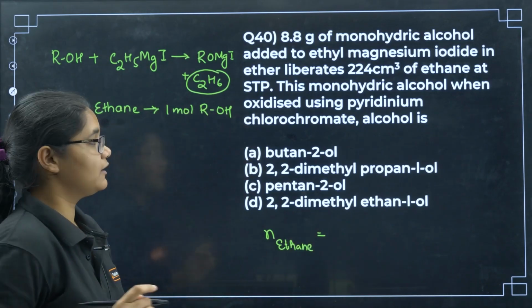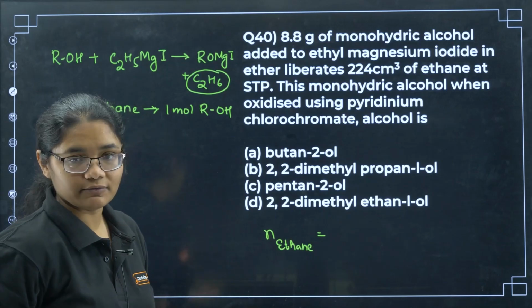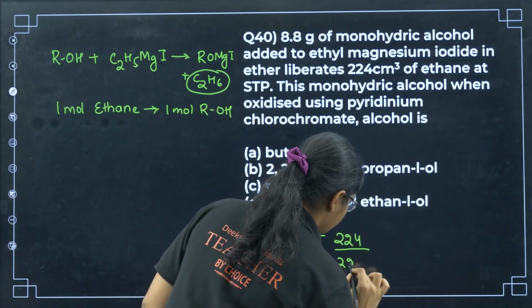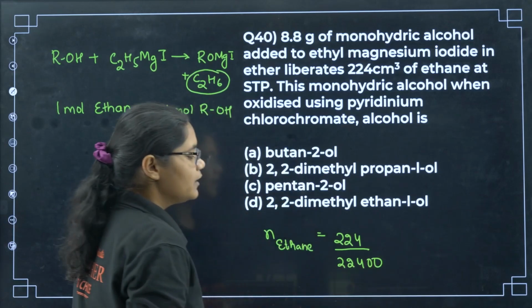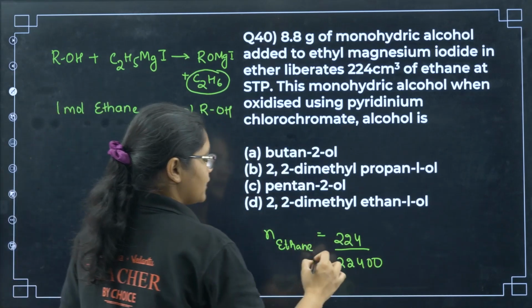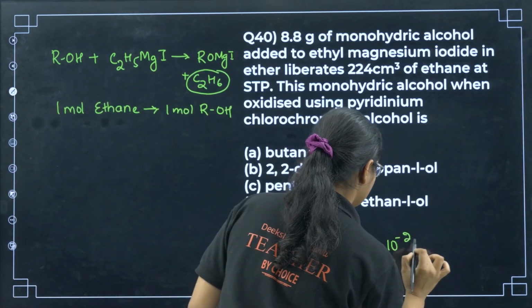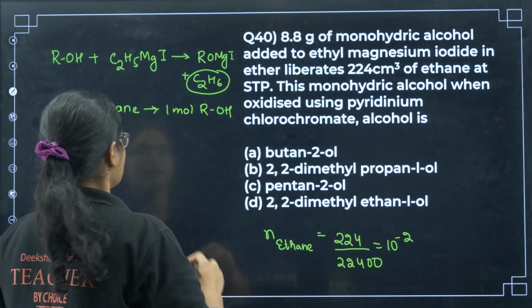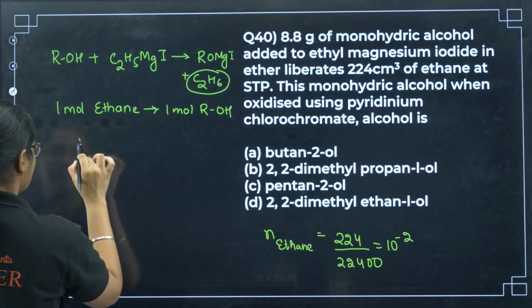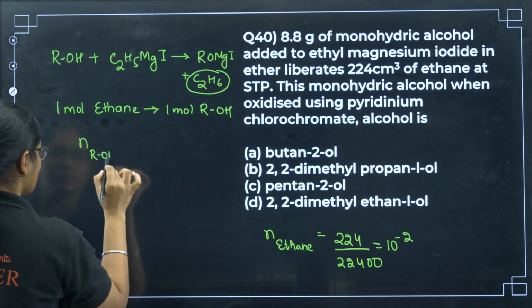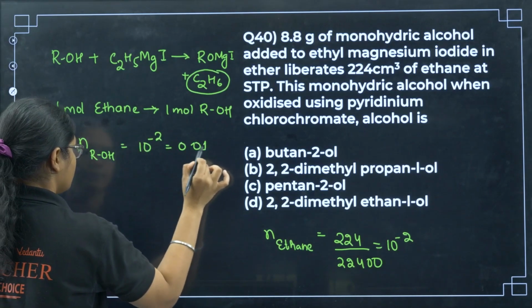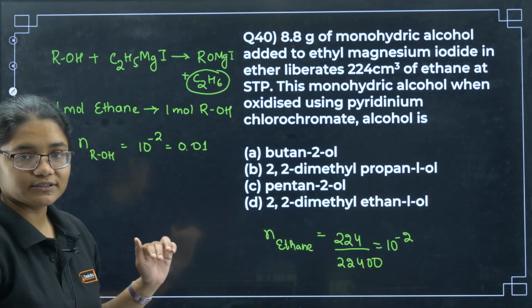Number of moles of ethane will be given volume by molar volume. So given volume is 224 and the molar volume is 22400. So I will get 10 to the power of minus 2. Number of moles of ethane is 10 to the power of minus 2. So that means I can also say that number of moles of alcohol will be 10 to the power of minus 2, or 0.01 moles of alcohol.